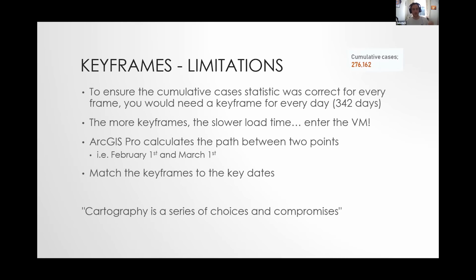So one of the trade-offs that we did have was to set specific keyframes. For example, on February the 1st, and then March, the cumulative counter statistics would be exactly correct. But then the pathway in between would just calculate the average between those two dates. So if you were to pause the animation at any given point, the figure would likely be roughly correct, but it wouldn't be exact. That was just a trade-off that we had, not having the resource to create all of these keyframes.